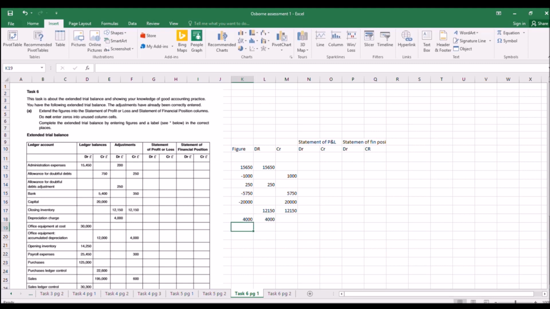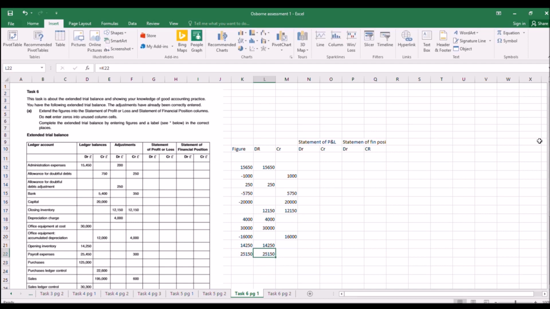We've got office equipment cost 30,000 as a debit, and we've got our accumulated depreciation as our credit, 12,000 minus another 4,000 the adjustment in the year, so that would be our credit there. And our opening inventory is a debit, so our debit there. Our payroll expenses is equal to 25,450 as a debit, and we've got a credit coming in there, so minus 300. So our debit in total there.